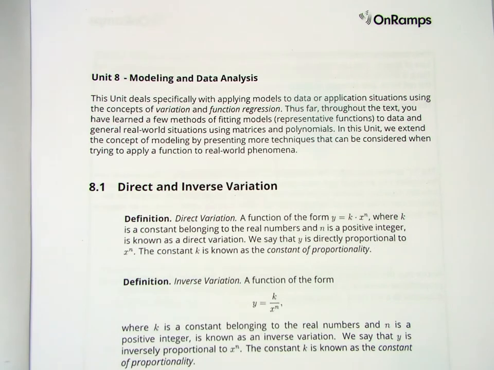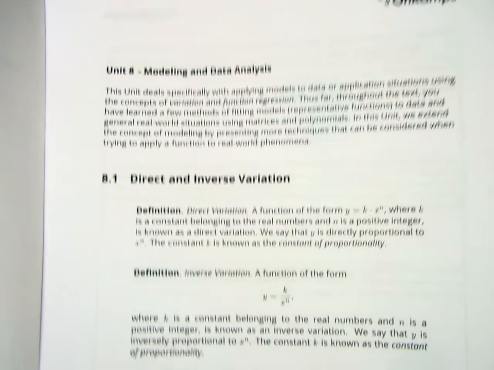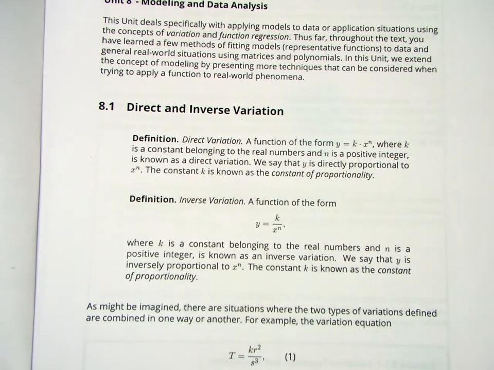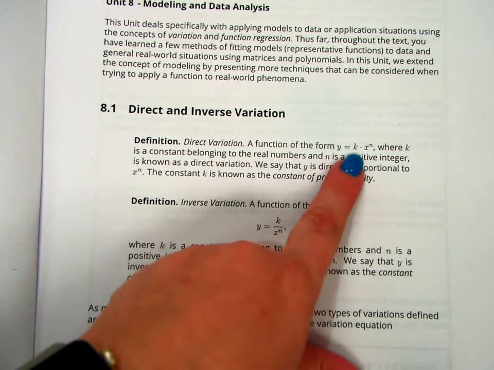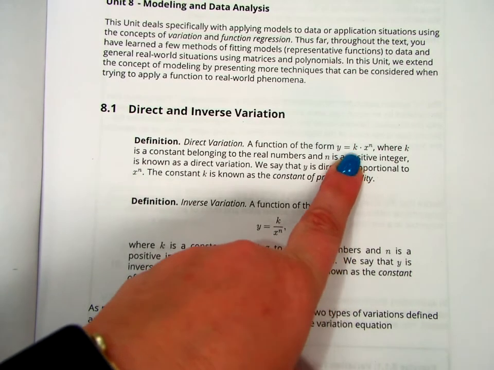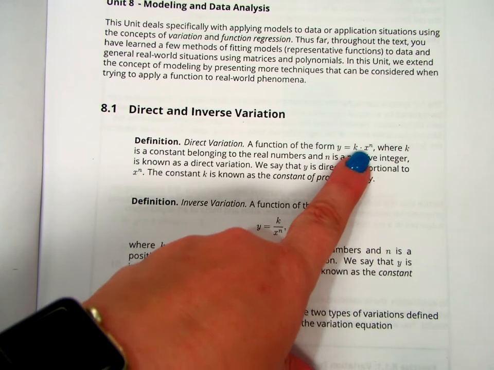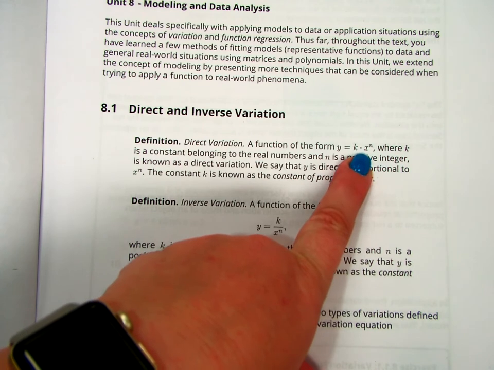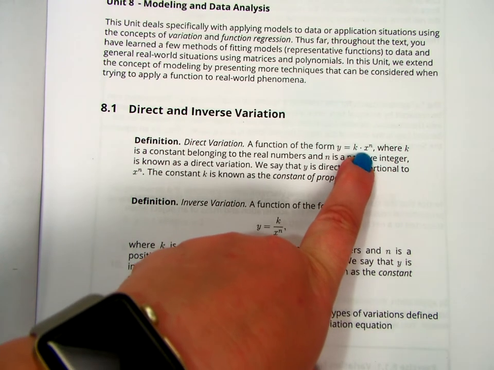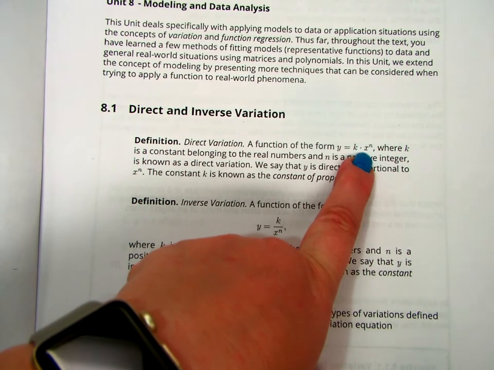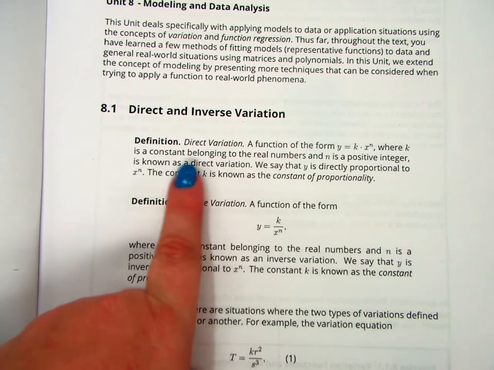Today we're going to focus on 8.1, which is just direct and inverse variation. So direct variation is a function of the form y equals k times x to the n. K is a constant, so that means it doesn't change. It's like the slope in y equals mx, without a plus b. K is a constant belonging to real numbers, and n is a positive number. Remember, if you have x to the negative something, that moves it to the denominator. So x has to stay up next to k in the numerator if this was a fraction.